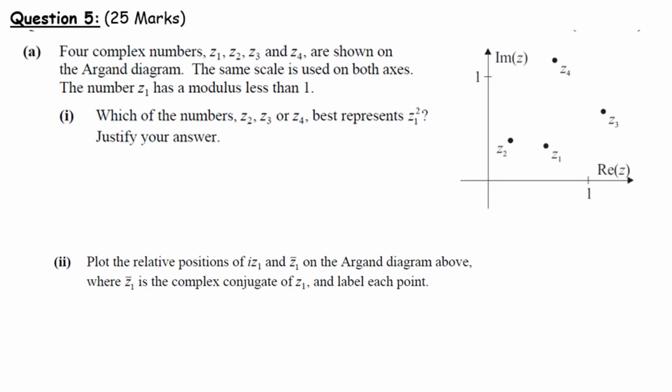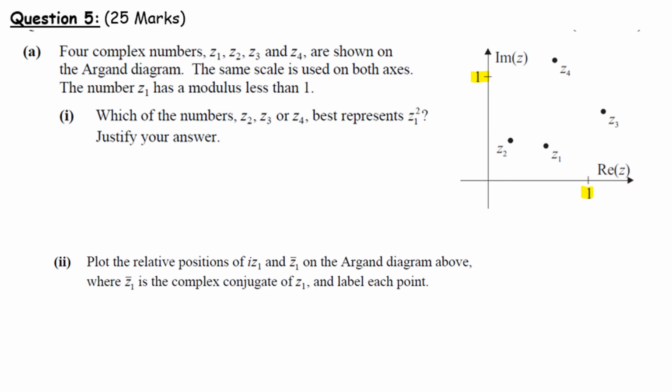So question 5, this is a full 25 mark question. There are 4 complex numbers shown in the Argand diagram, and the same scale is used on both axes, and that's important. Note where the 1 is, and I'm just going to highlight that because this is kind of the key to the question. They said, which of the numbers z2, z3, z4 best represents z1 squared?